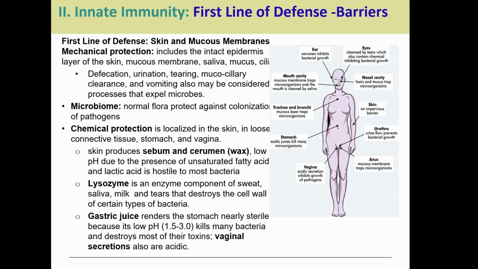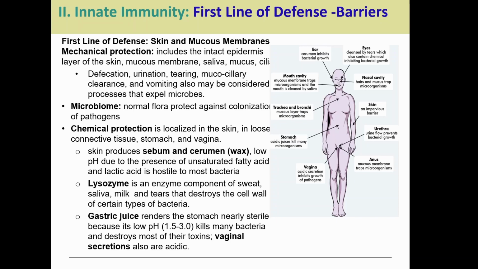So let's talk about that first line of defense. How do we create a barrier between us and pathogens? One of the big things is your skin. Your skin is one of your best lines of defense, as well as your mucous membranes. They're going to provide two different types of protection, mechanical and chemical. Now, mechanical protection means that we are physically protecting, we're creating a physical barrier that the pathogen cannot get through. So this is going to include your epidermis in your skin, the mucous membranes inside of your mouth and whatnot, saliva, mucus, cilia, things of that nature.